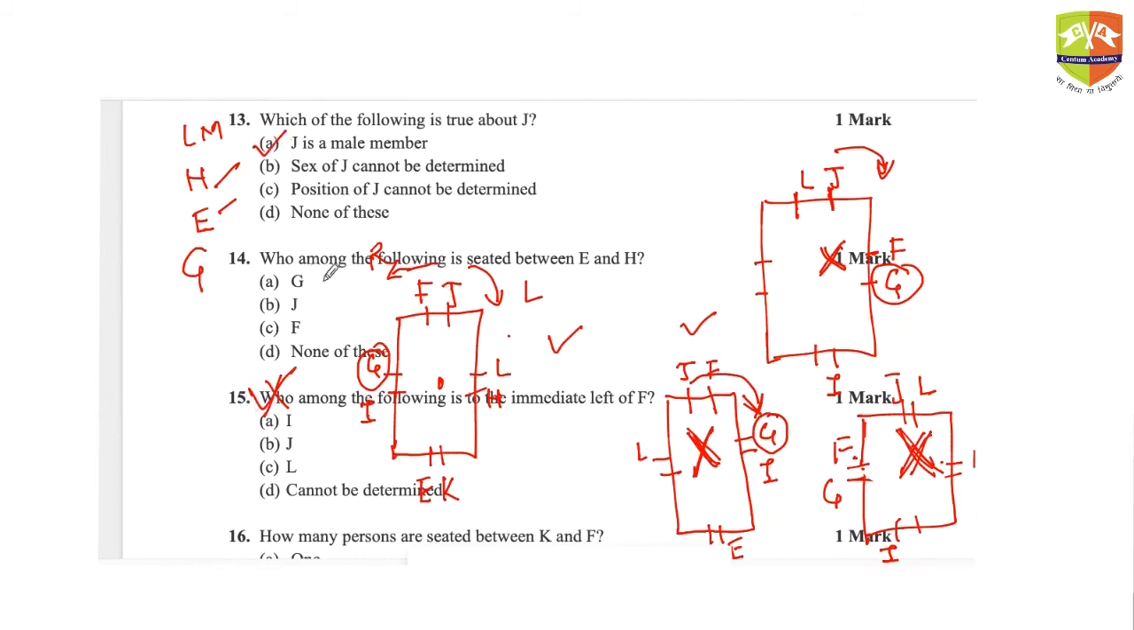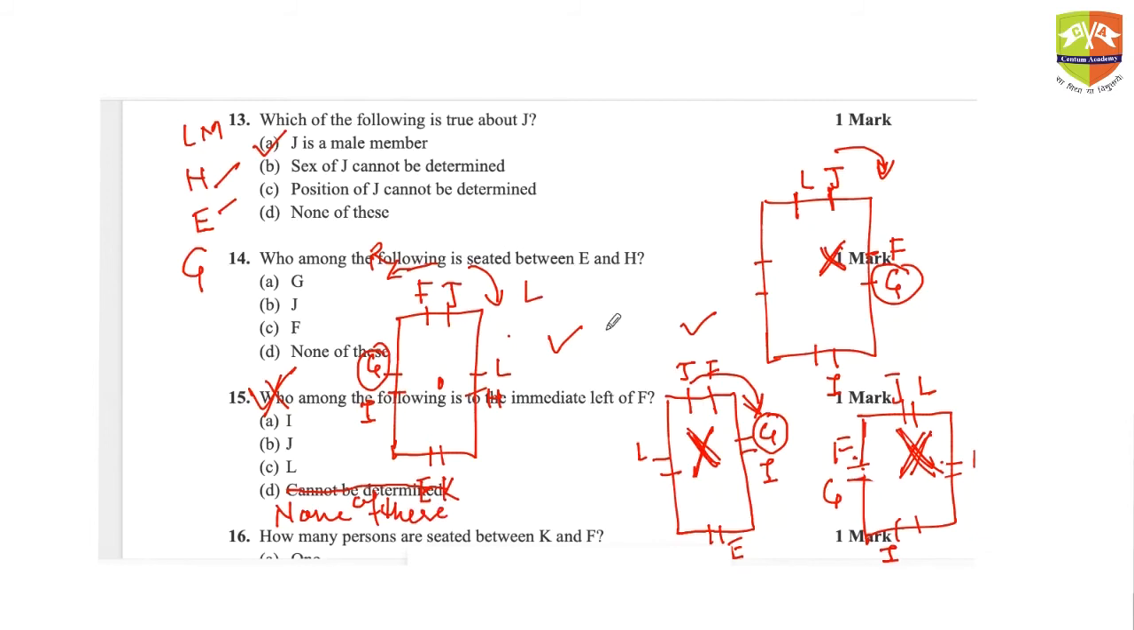Now question number 14, who among the following is seated between E and H? Between E and H, K is sitting. So answer would be none of these. See here, cannot be determined is there. I'm cutting this and I'm writing it none of these. When I'll send you the answer, it will be corrected there. So it will be none of these.